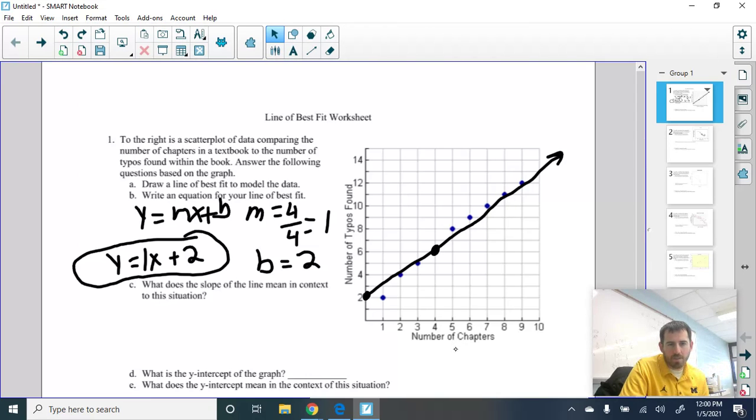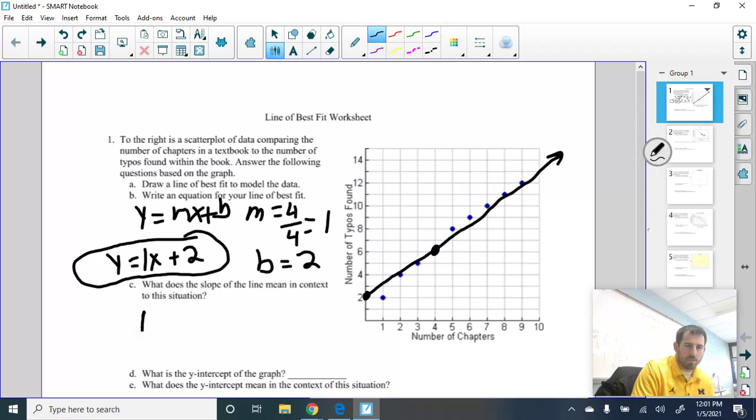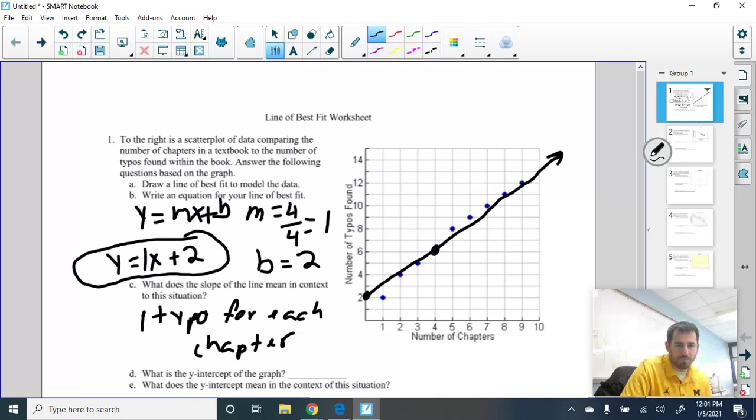The next part says, what does the slope of this line mean in context to the situation? So you don't just name the slope, you say what it means in regards to this. So the slope is 1/1 technically, so that means it's one typo for one chapter. So you would say something along the lines of, there's one typo for each chapter. Okay? And that is our answer.